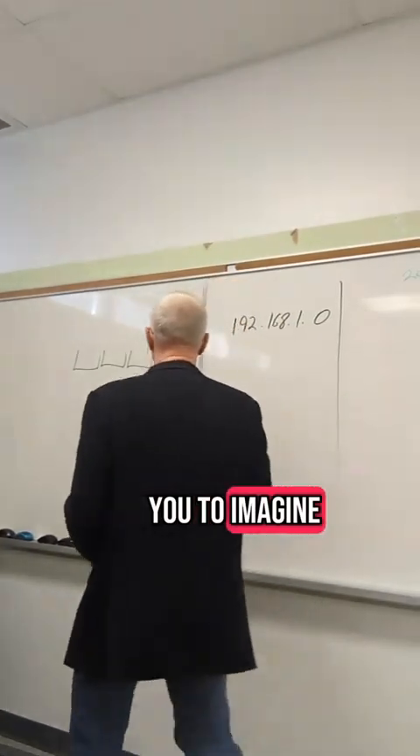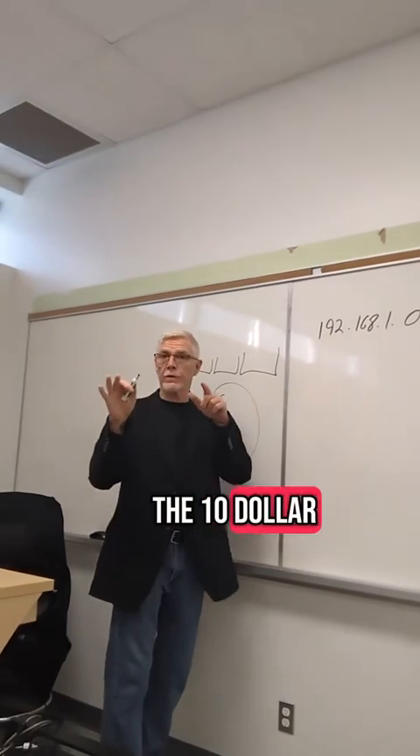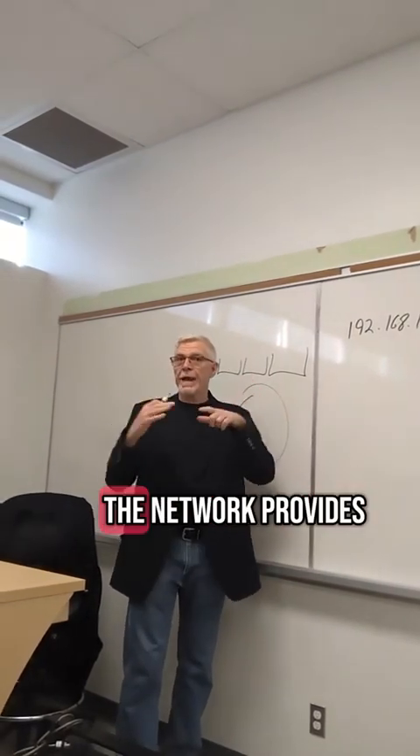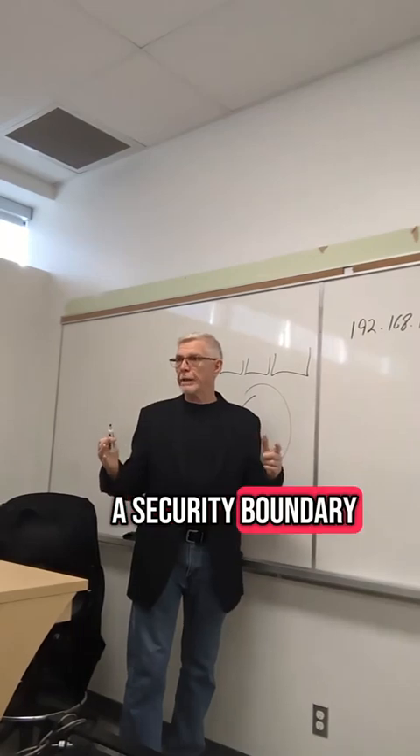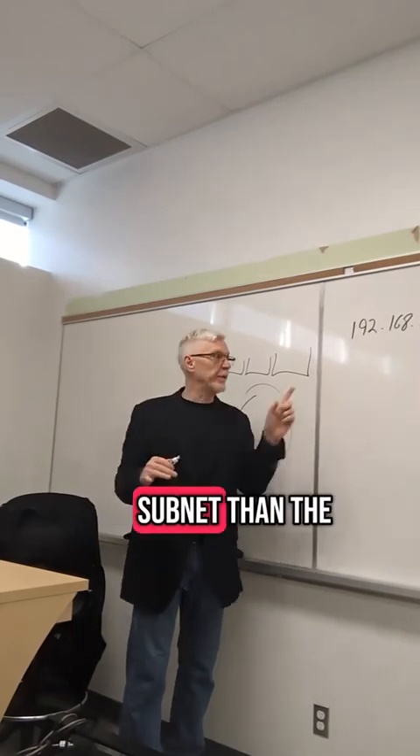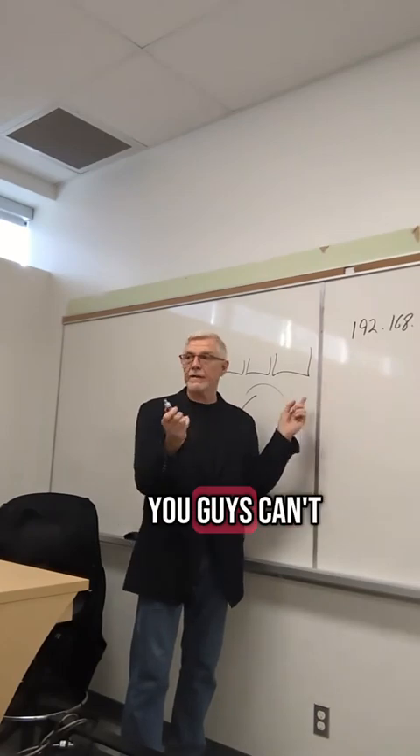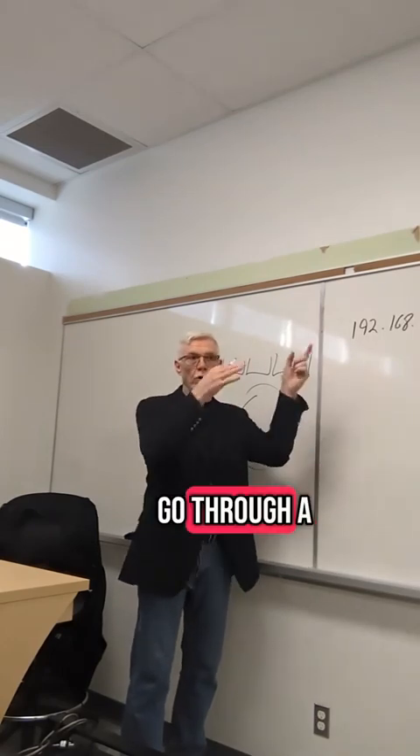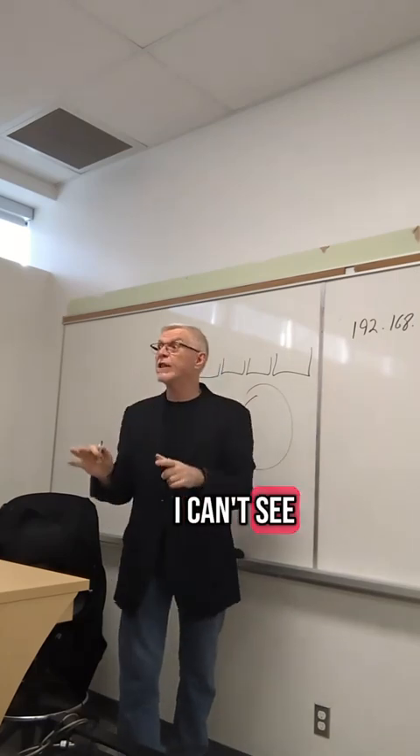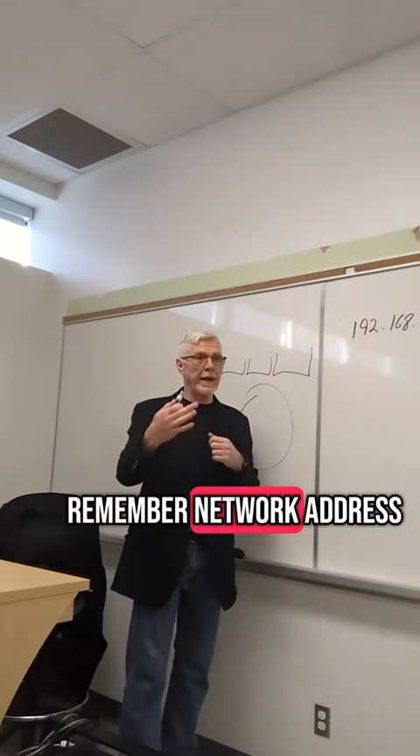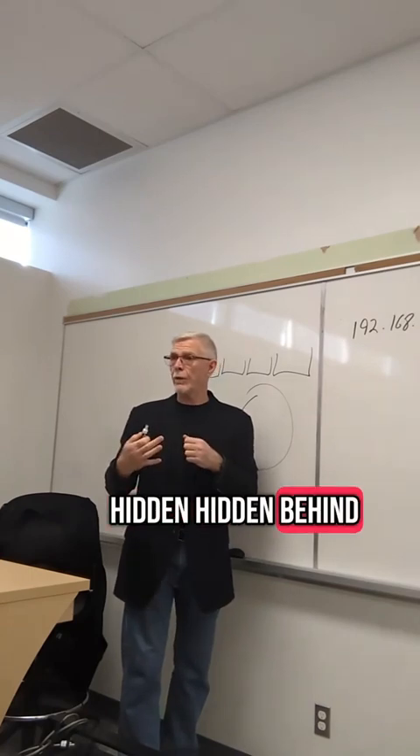So I want you to imagine for a second that huge network, the 10 dot you're looking at. The network provides a security boundary. So if we have a different subnet and the next class has a different subnet, you guys can't see each other unless we actually go through a whole bunch of stuff. We can send data back, but I can't see you, right? Because remember network address translation? You're sort of hidden behind the router.